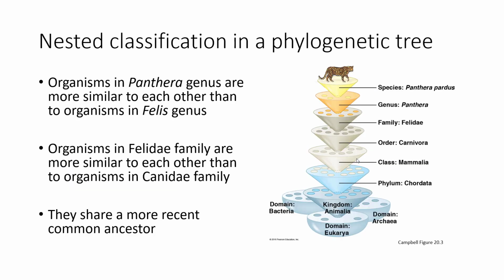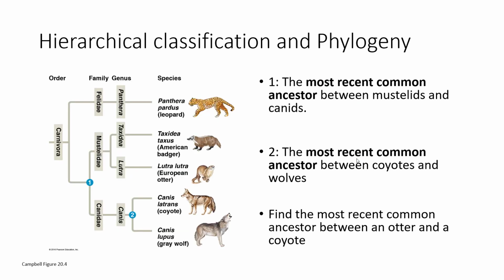We're going to look at phylogenetic trees, and here's one way to think of them. They are nested like those little Russian dolls, where you have a species within a genus, within a family, within an order, within a class, within a phylum, within a kingdom, within a domain. And we can display that on these phylogenetic trees.